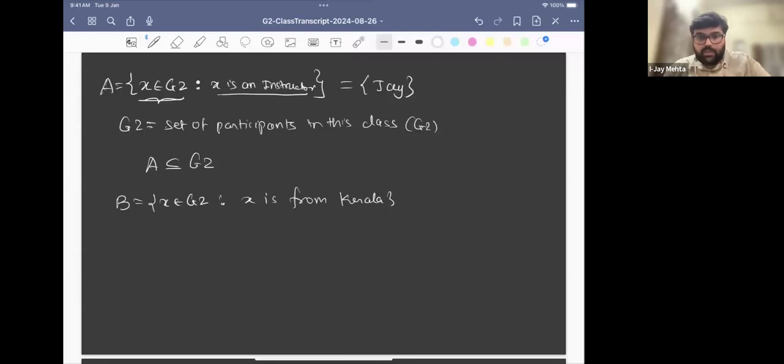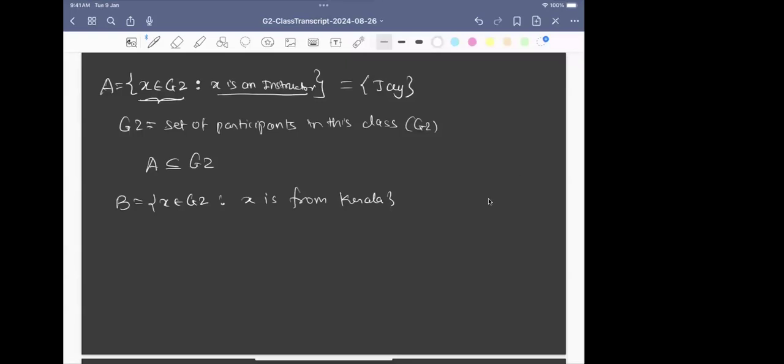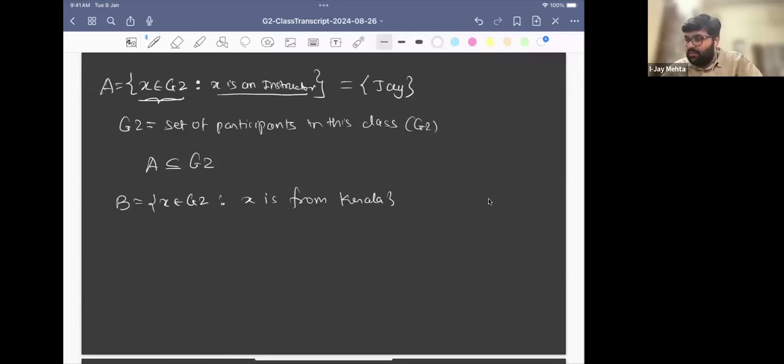Okay. X is from Kerala, right? So what is the set? Those who are in the set, click yes. Akanksha, are you from Kerala? No, sir. So are you in the set? No. But you said yes.